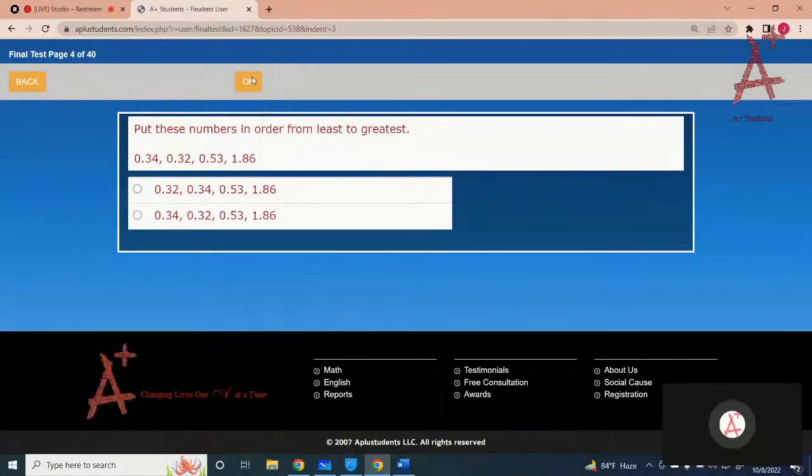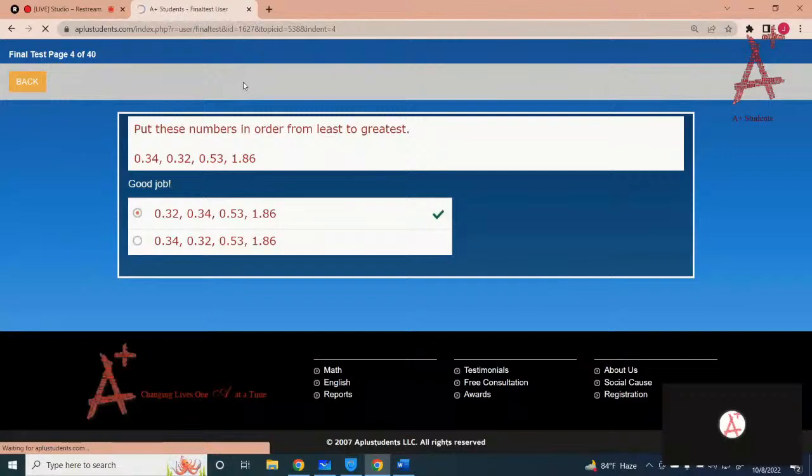Okay, put these numbers from least to greatest. So which one is the least one? Three of them have the whole number 0. Just compare the three that have the decimal number. So the least one is 0.32. Then after the 0.32, you have 0.34. Then you have 0.53 and then 1.86. That means when you arrange them from least to greatest, it would be 0.32, 0.34, 0.53, and 1.86. Got it?